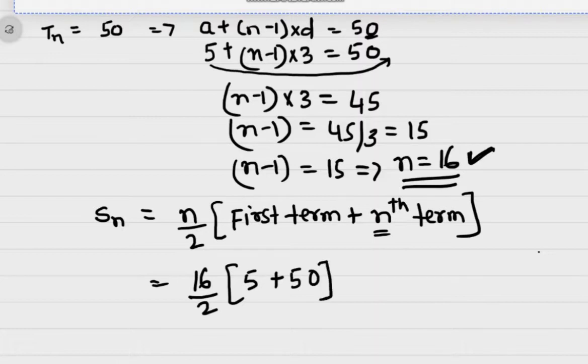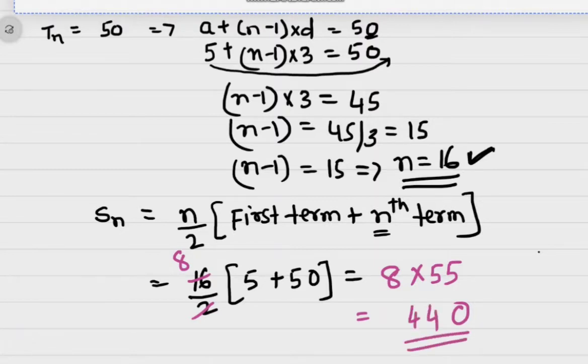Okay. So now you are getting 16 by 2, which is nothing but 8. 2 8s are 16. So this will be equal to 8 multiplied by 50 plus 5, which is 55. So how much is 55 into 8? Let us calculate. 8 5s are 40, 0 and carry 4, 8 5s are 40 and 4 is 44. So your final answer is 440.